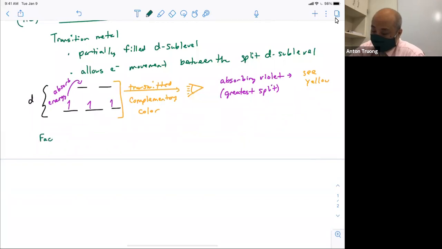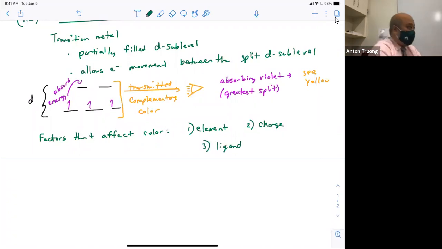Factors that affect color. One, it's the element itself. Two, it's the charge of the element. And three, it's the ligand, what is being bonded to it. You have a table in your data book that tells you what's the strongest ligand and what's the weakest ligand. Those three factors combined, based on the color that you see of the solution, tell you how split the D sublevel is.